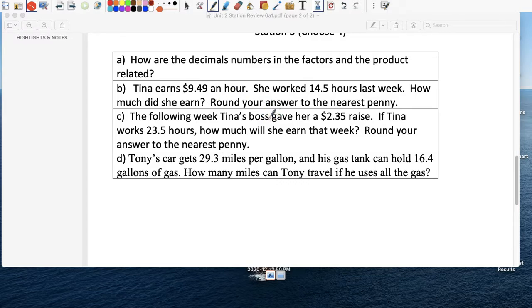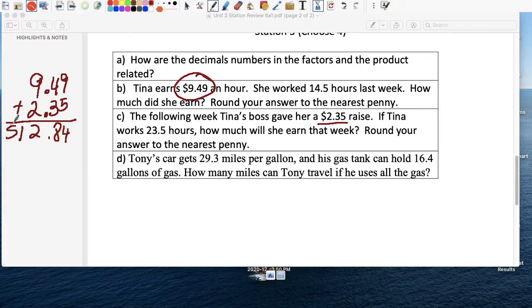Following week, the boss said, "Oh wow, you worked so well. I'm gonna give you a raise." That was a $2.35 raise. So is she making $9.49? No, she's making more now. How much more? Let's find out. So she used to make $9.49. The boss says, "Let's give you a raise." So I'm going to add 2.35 to that. Add them up. 14, 8, carry 1, 10, 12. So now, from now on, she's going to make $12.84 per hour. Okay, which is a pretty good raise, right?